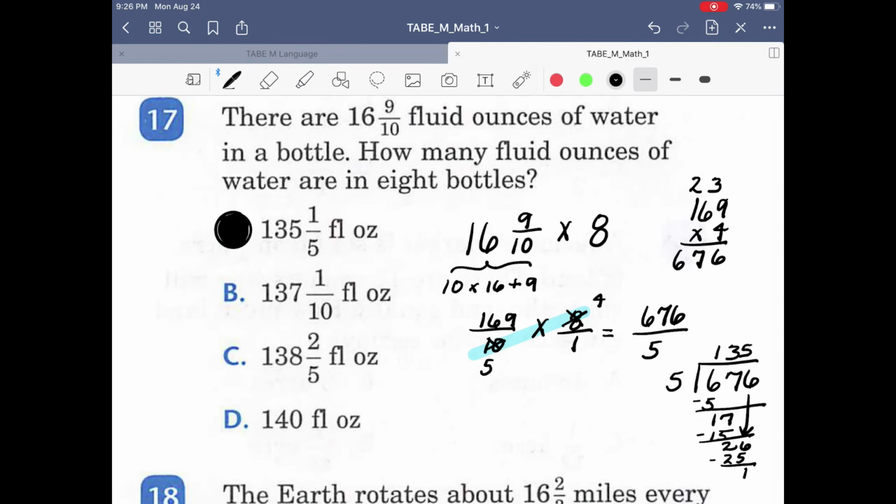And you certainly do not have to cancel where I did. You could multiply the 169 times 8 and then the 10 times 1. That's fine if you prefer not to do the canceling.